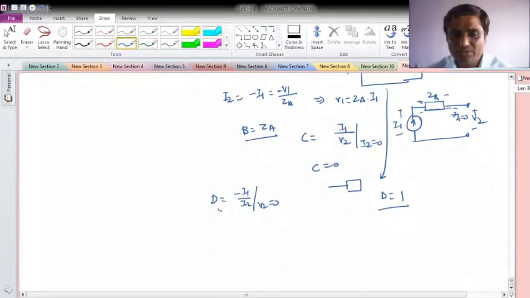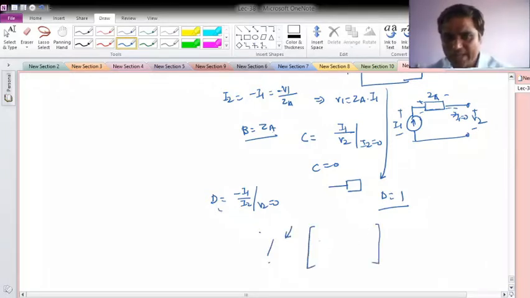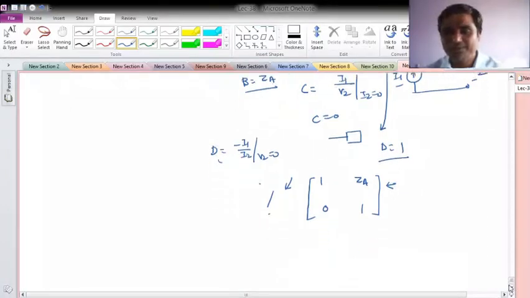Okay, so with this, what is the matrix of this ABCD parameter? A is 1, B is ZA, C is 0, D is 1. So this is the ABCD matrix when the element is in series. With this, we'll take one example.